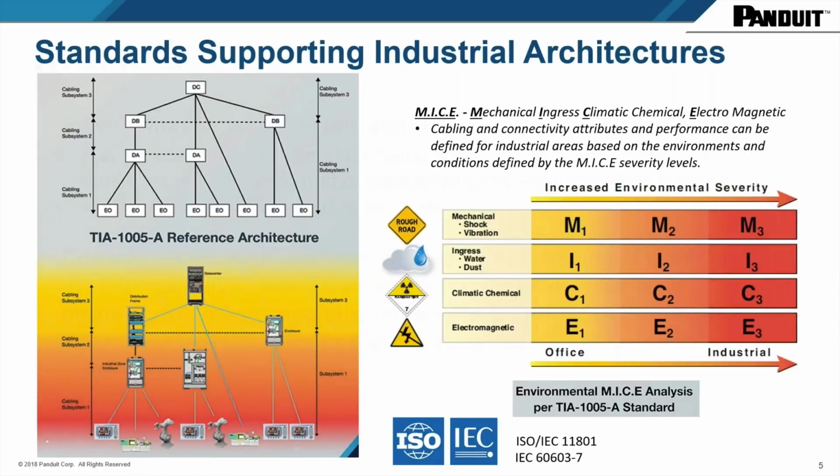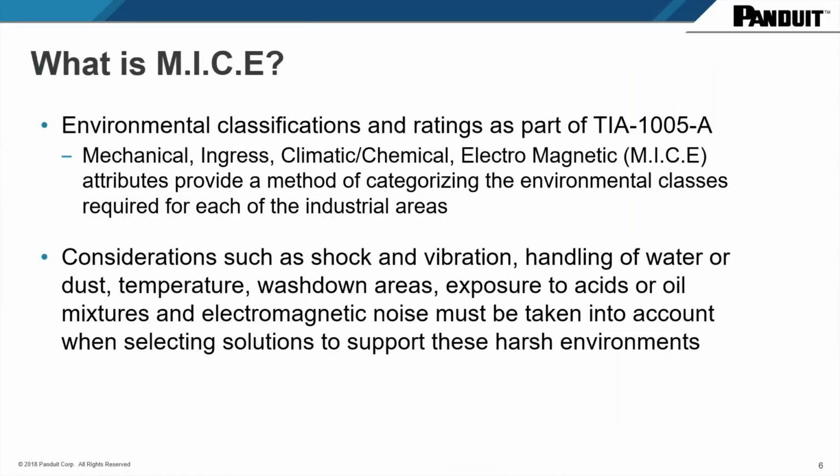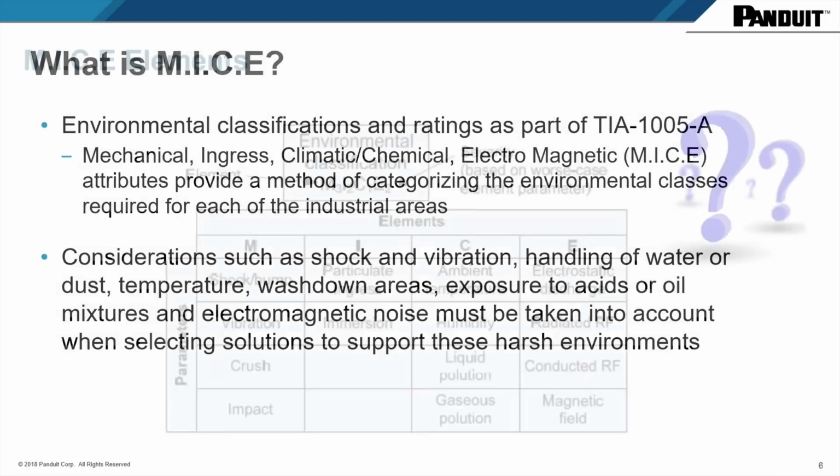So let's look at what is MICE. MICE is a major element of the TIA spec. Like I said, 1005. There is a big section in the specification that talks to all of the different changes that affect the mechanical system, the ingress and other elements, and the consideration for a lot of these elements as we start implementing a system need to be looked at. So I'm going to take you through this table.